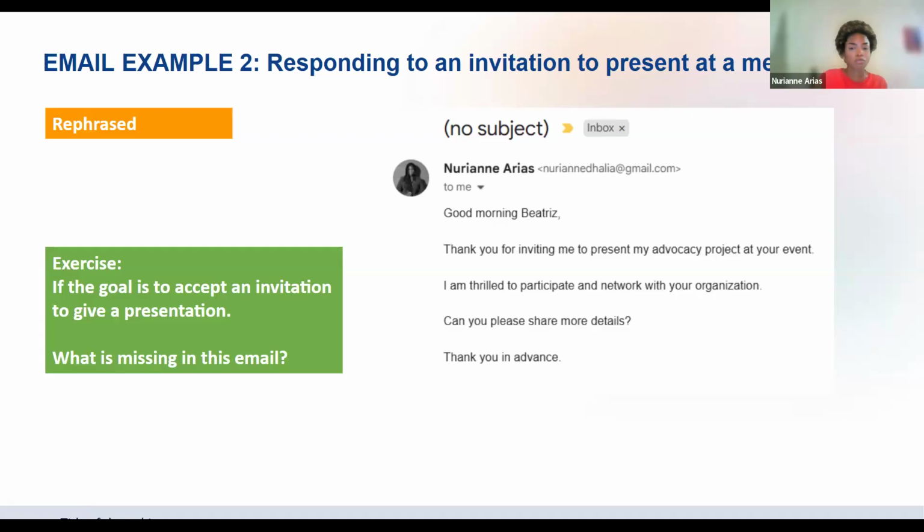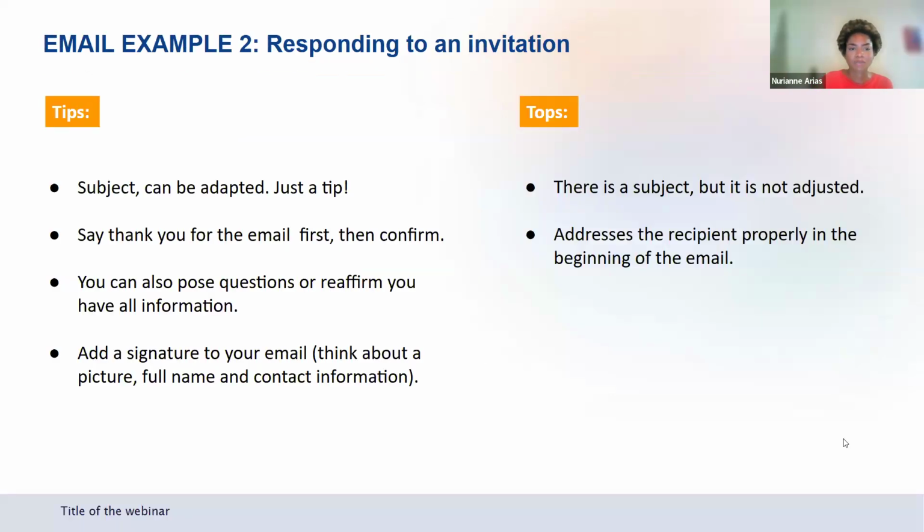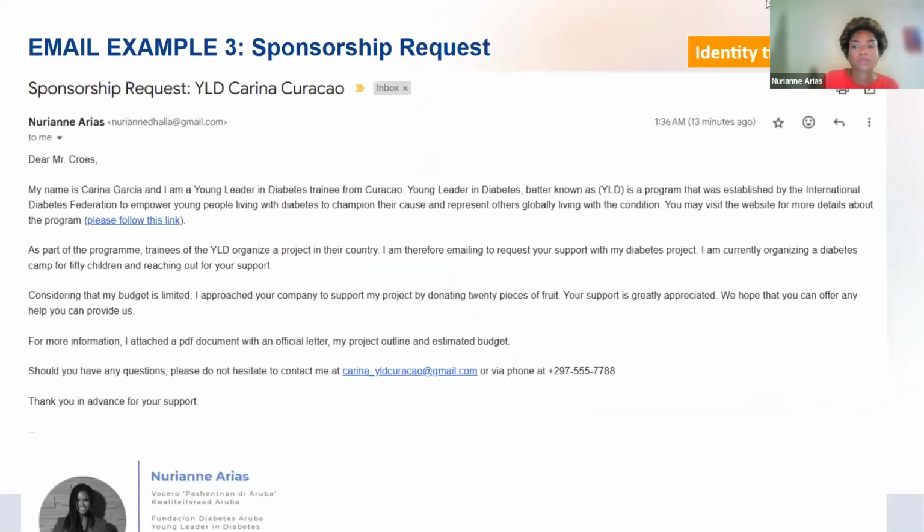Based on this email itself, we don't know if the person already knows when it's going to be, where it's going to be, what is expected. So when you say, please share more details, maybe the person already gave you all the details, but you have a particular question about the time that you have for the presentation. So be explicit: can you share more details on the time that I have to present? Or can you share more details on the audience who will be present? Reaffirm you have all the information: did I understand correctly that these are the event details listed? And then pose your question. Don't forget to add a signature.